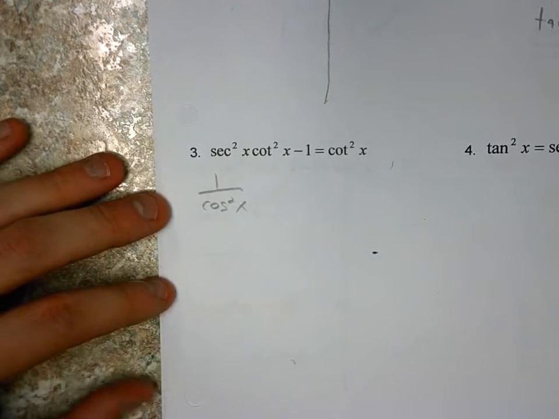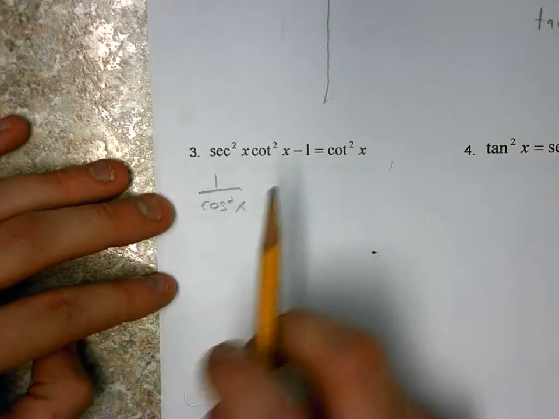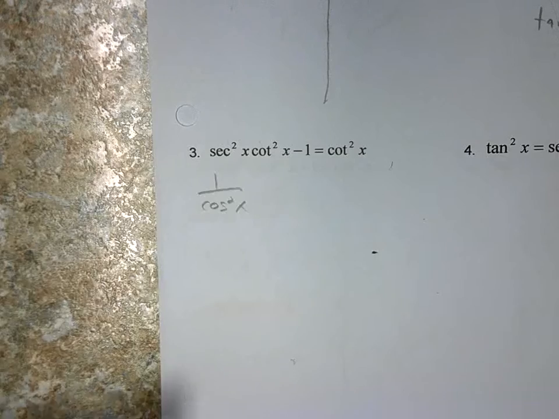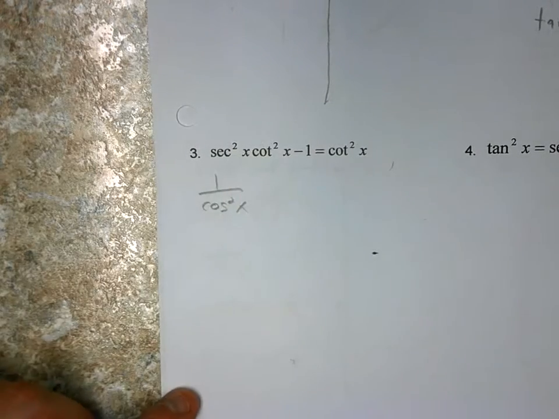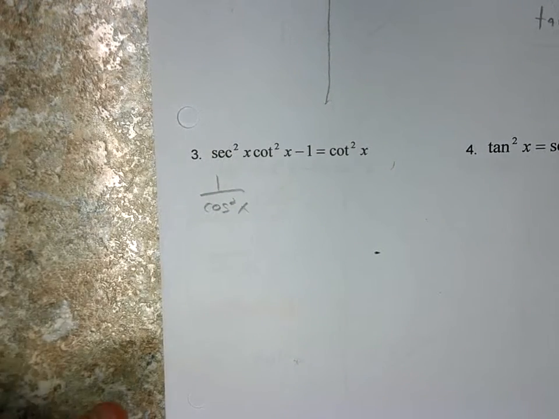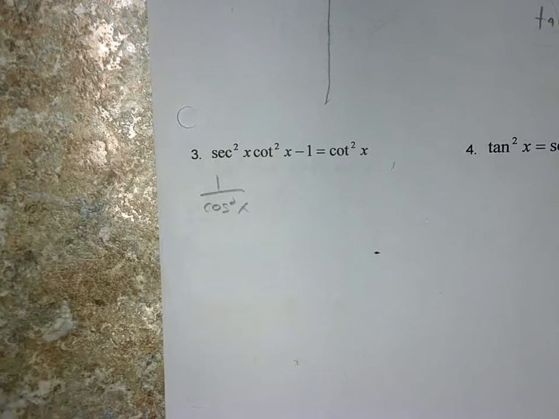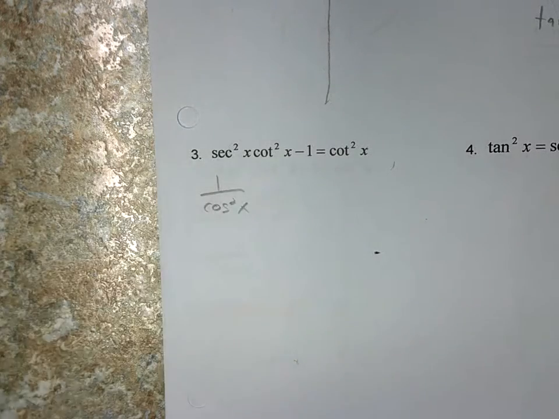Question. Can't secant squared also be tangent squared plus 1? Good question. Did you hear what he said? Secant squared could also be tangent squared plus 1. But not for this case. It could, but you have to start thinking, how would that help me?